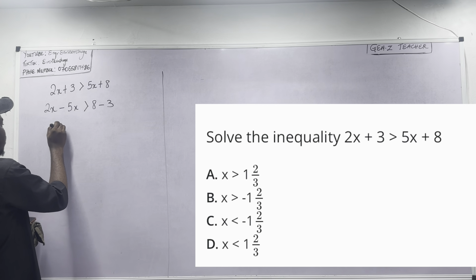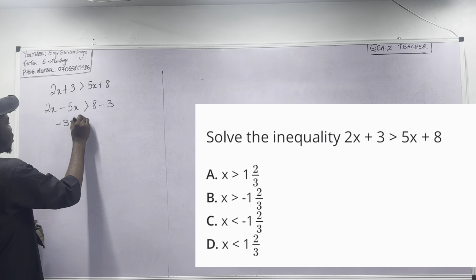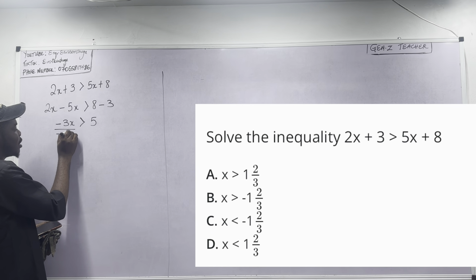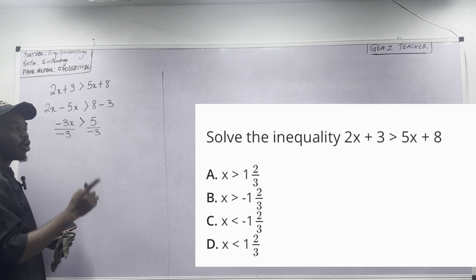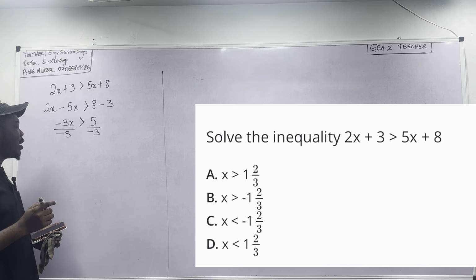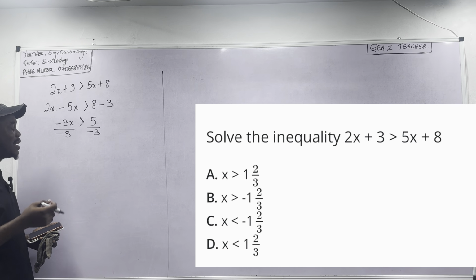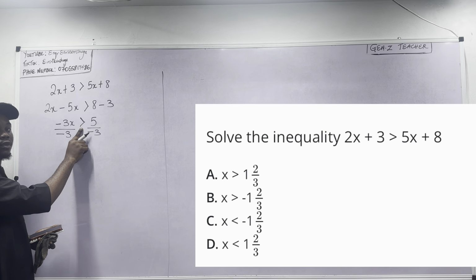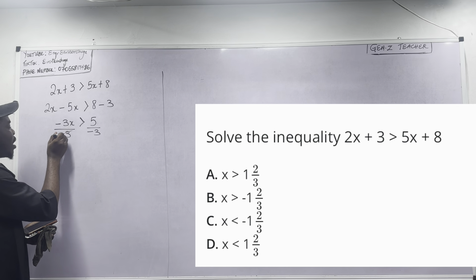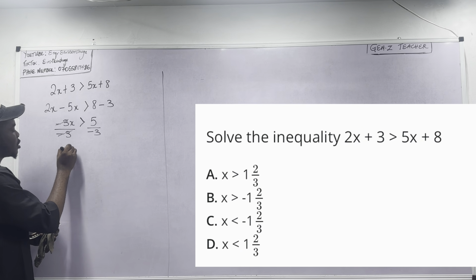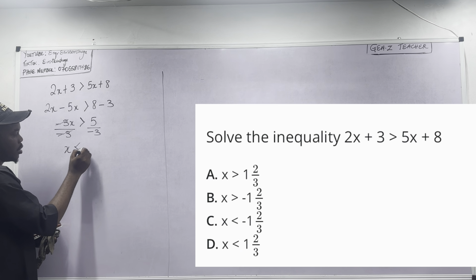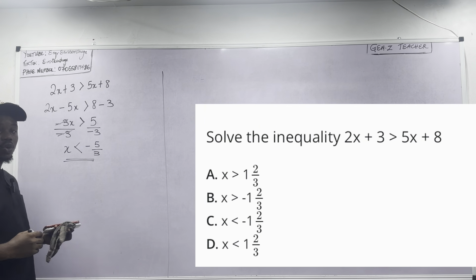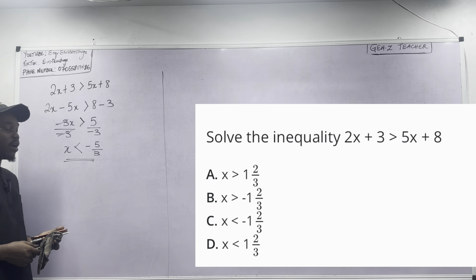So 2 minus 5 gives you negative 3x, and then greater than what now? 5. Now we're going to find x by dividing both sides by negative 3. Now the law for inequality says whenever you divide or multiply by a negative value on both sides, you're going to swap the inequality sign for the opposite. So since we're dividing by negative 3, x should now become less than minus 5 over 3. So this should be the answer to the question. x is less than minus 5 over 3.